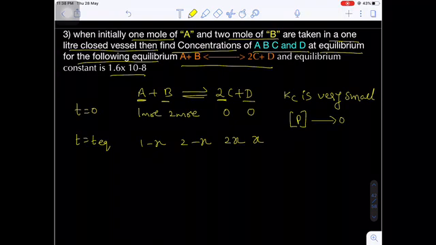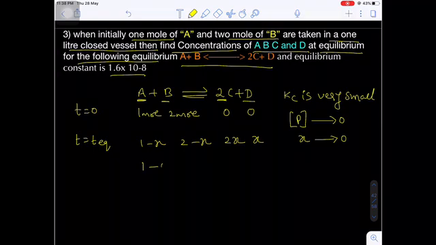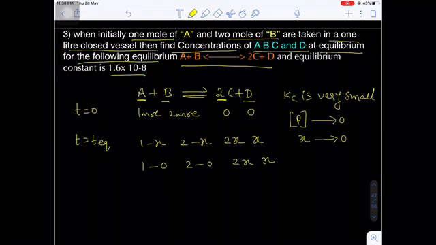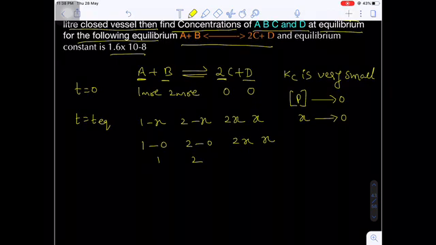Concentration of products almost tending to 0. If the x value tends to 0, then 1 minus the concentration of product x is 1 minus 0, which is 1, and 2 minus 0 is 2. Here I am taking 2x, here I am taking x. Are you getting my point? That means here 1, here 2, here 2x, here x.